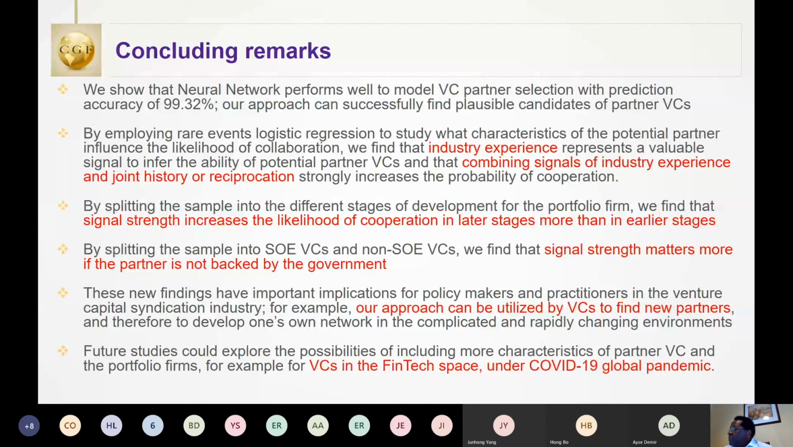For future studies, I think future research should explore the possibilities of including some special characteristics that we didn't capture of partner VCs and the portfolio firms. For example, the VCs in the fintech space that has a high degree of dynamics. Also, it could be VC in the fintech space and the COVID-19 global pandemic.